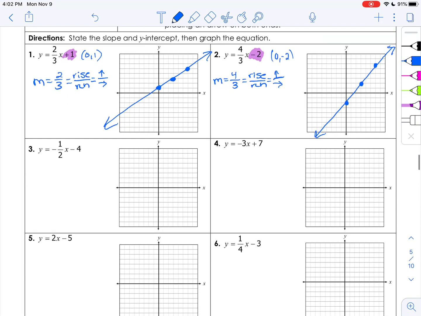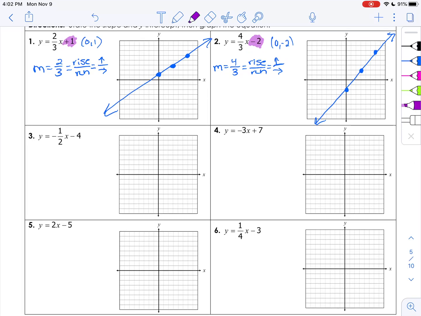Let's take a look at number 3. Starting with our y-intercept is negative 4, so that point is 0, negative 4. And when we plot that, we're going to start at our origin and go down 4. Then our slope, m equals negative 1/2, which remember is still rise over run. For this example, our rise is negative 1, so that means we're going to go down 1 since it's negative, and then to the right 2.